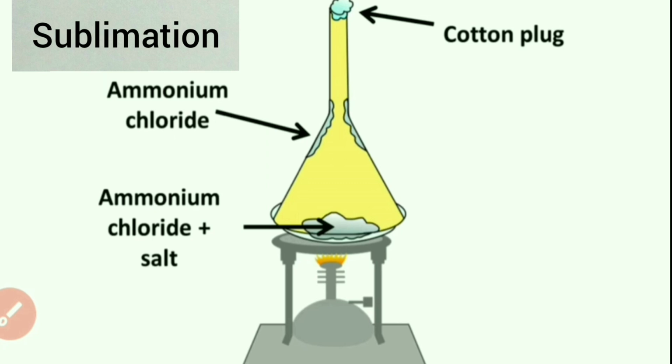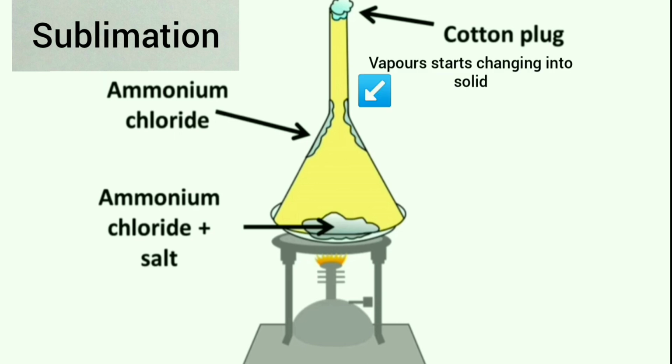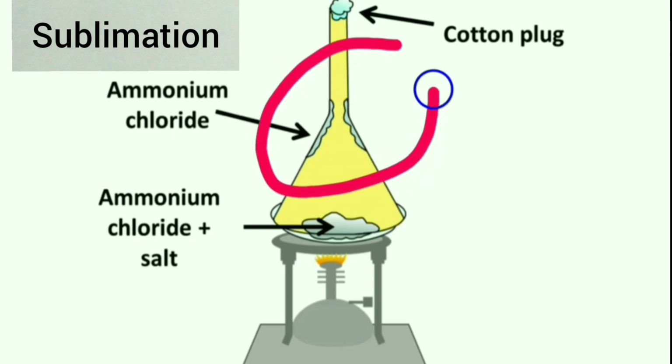Now what happens when the mixture is heated? The ammonium chloride starts changing into its vapors. When these vapors rise, the upper end of the funnel has a lower temperature as compared to the lower end. Because the upper end is a bit cooler, the ammonium chloride vapors cool down and start changing back to solid. They start depositing on the inner edges of the funnel. You can see the ammonium chloride being deposited at the inner edges.